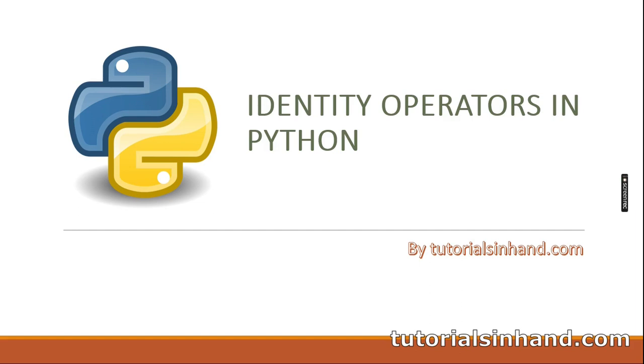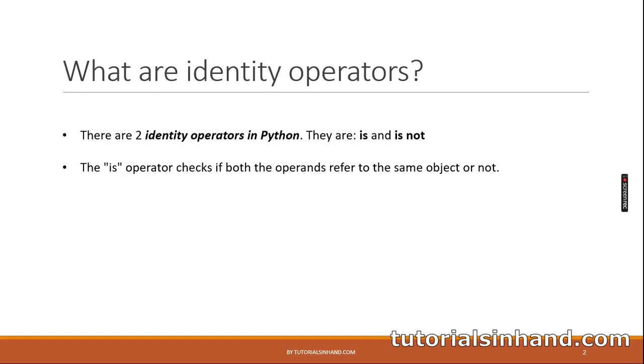In this video we are going to learn what are identity operators in Python. So without any delay, let's get started. There are two identity operators in Python. They are is and is not. The is operator checks if both the operands refer to the same object or not.